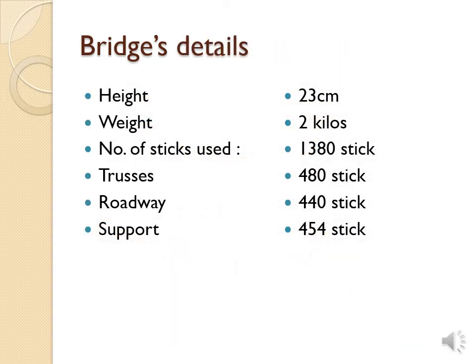The details of our bridge are as following. The bridge height equals 23 centimeters. The weight of Dream Bridge equals 2 kilograms. The total number of sticks used is 1,380 sticks. 480 of them are used in the trusses construction, 440 are used in the roadway construction, and 454 sticks are used in the construction of the support.